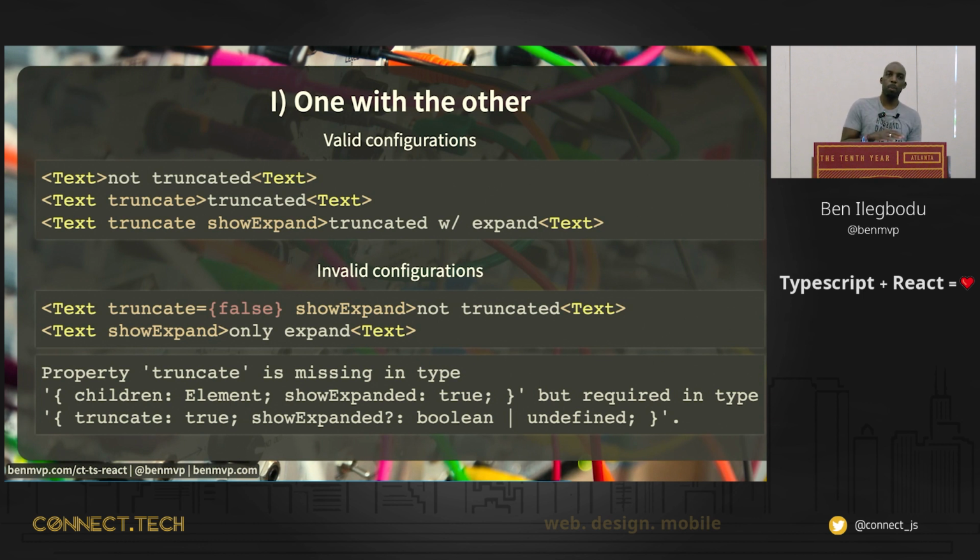So the show expanded prop doesn't really make sense unless we're truncating, right? So the show expanded prop depends on whether the truncate prop is true. We don't want people to be able to specify show expanded without truncate, because that wouldn't make sense. With prop types, that's too complicated to express, but with TypeScript and a little bit of magic, I guess I'll call it, we could totally do that.